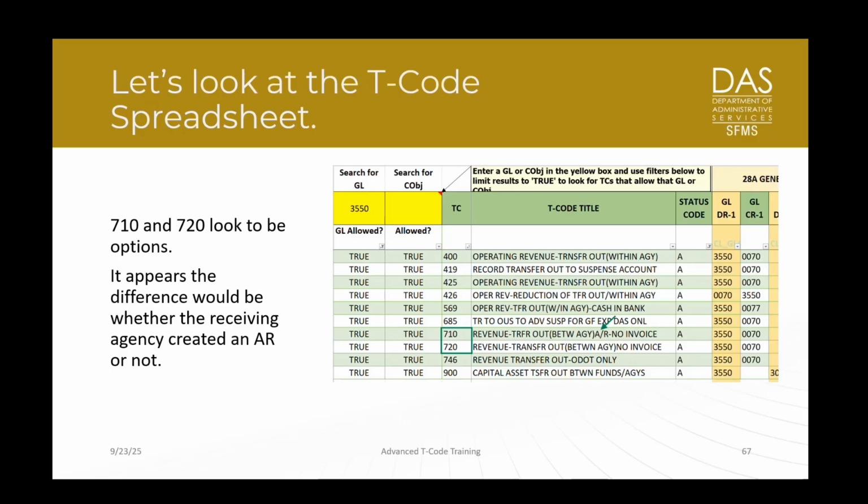So let's look at the T-code spreadsheet. T-code 710 and 720 look to be good options. It appears the difference would be whether the receiving agency created an AR or not. So we are filtered to 3550 and revenue transfer out between agencies with no invoice or revenue. I'm sorry. Let me slow down. 710 shows revenue transfer out between agencies with an AR, and then revenue transfer out 720, no, it doesn't show an AR. So we know there's no AR on that one.